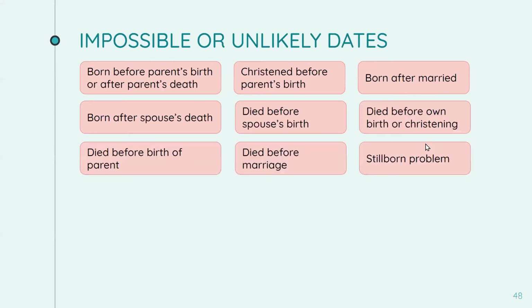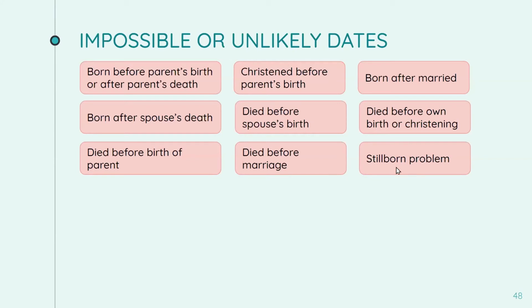And then let's look at impossible or unlikely dates. So what if the person is born before their parents' birth or after their parents' death or after their spouse's death, and so forth? All these are really similar. They're all errors of dates that shouldn't be happening. They're either impossible or very, very unlikely.